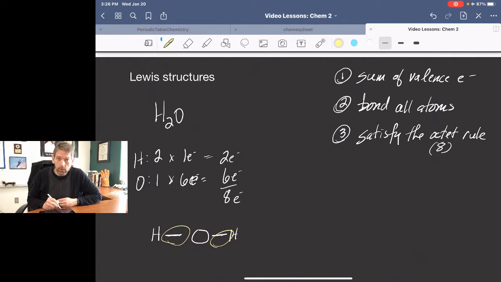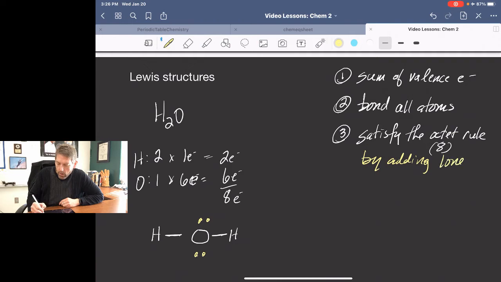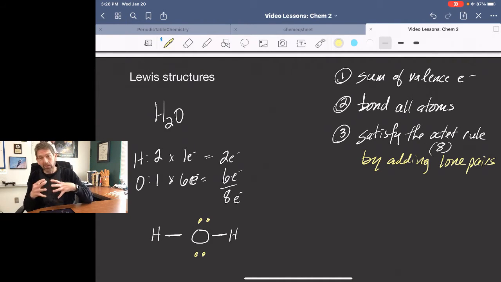So we needed 8, so we only need 4 more electrons, all right? So as a result of that, 4 more electrons would be 2 pairs, because 2 times 2 is 4. So we would put a lone pair here, and we put a lone pair here. And so you want to satisfy the octet rule by adding lone pairs. So lone means alone, and they're paired up together.